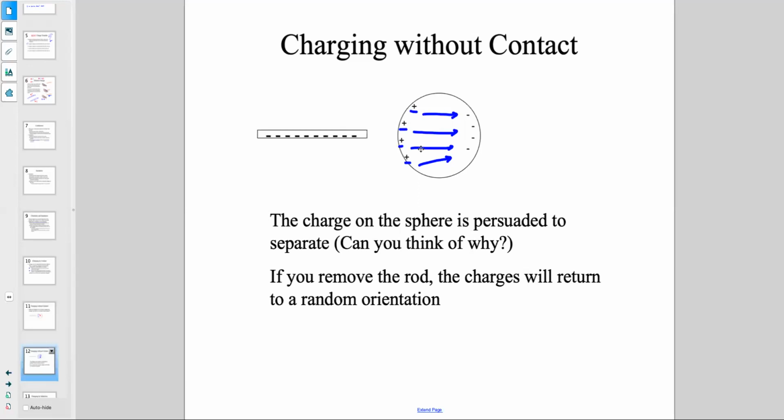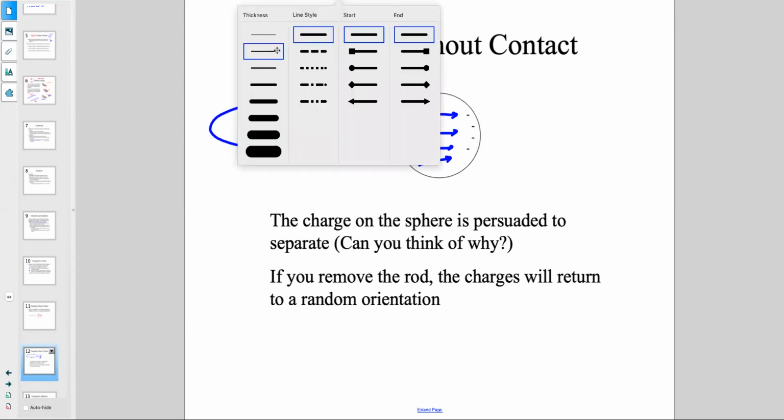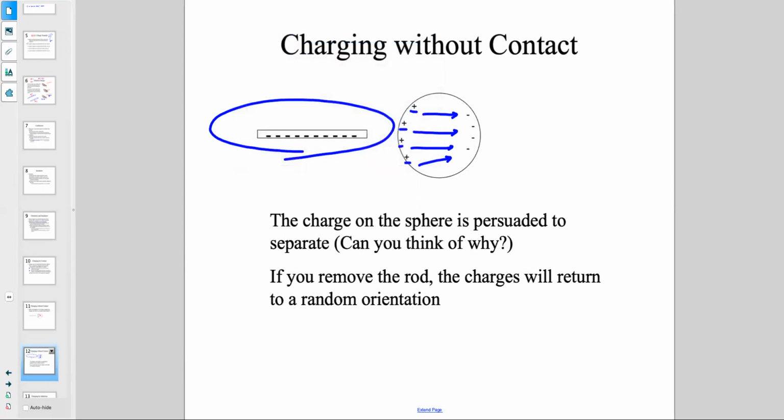Can you think of why? As I said, they will all go to the other side. If you remove the rod, the charge will return to a random orientation. So as soon as you remove this, all of these charges will go back to their natural position, okay?